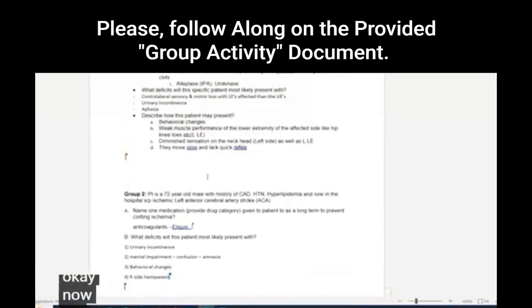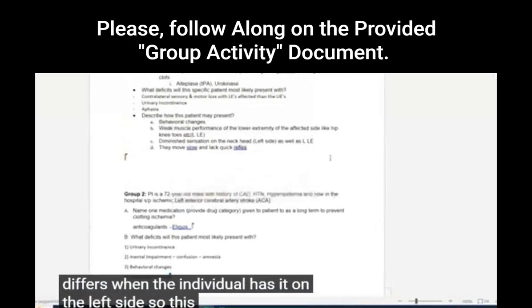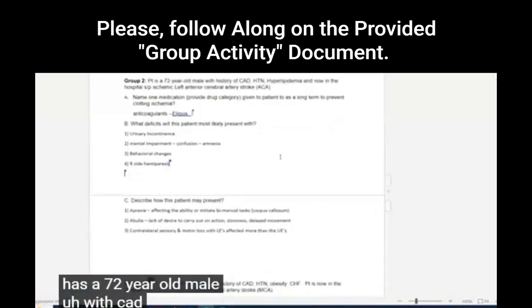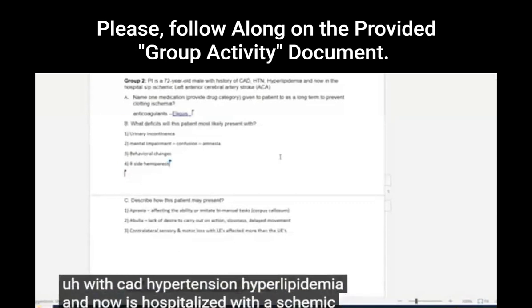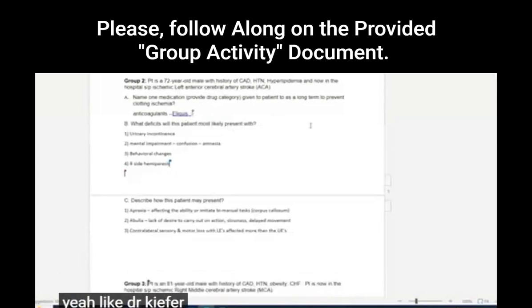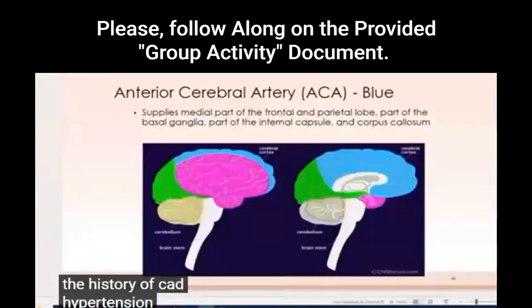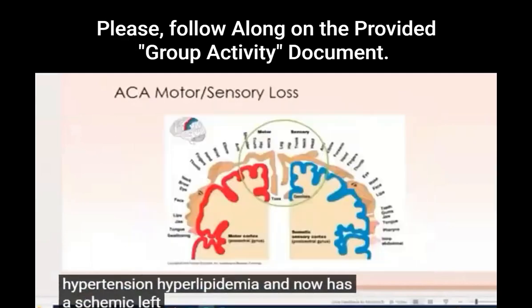Now, we have the same artery involved, but let's see how it differs when the individual has it on the left side. So this group 2 has a 72-year-old male with CAD, hypertension, hyperlipidemia, and now is hospitalized with an ischemic left anterior cerebral artery stroke. So let's hear what you had to say. Like Dr. Kiefer was saying, our patient was a 72-year-old male with a history of CAD, hypertension, hyperlipidemia, and now has an ischemic left ACA.